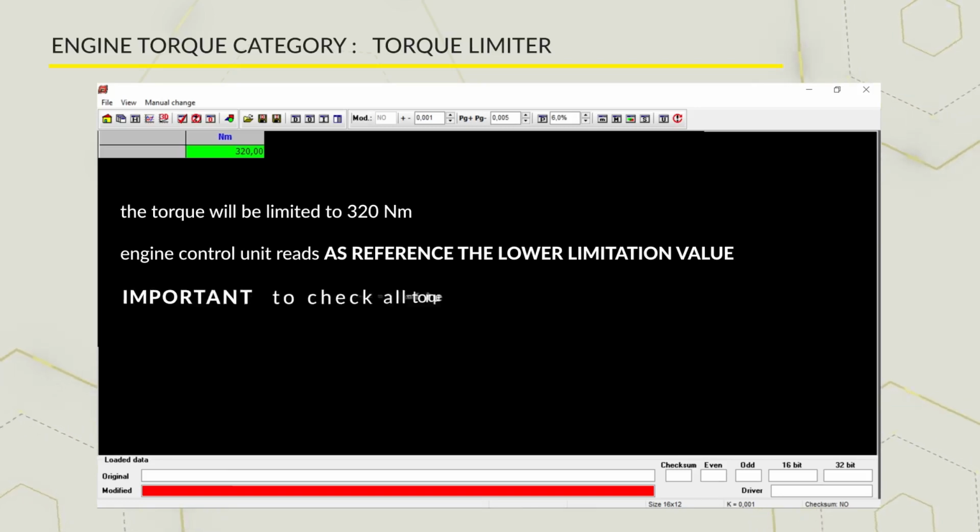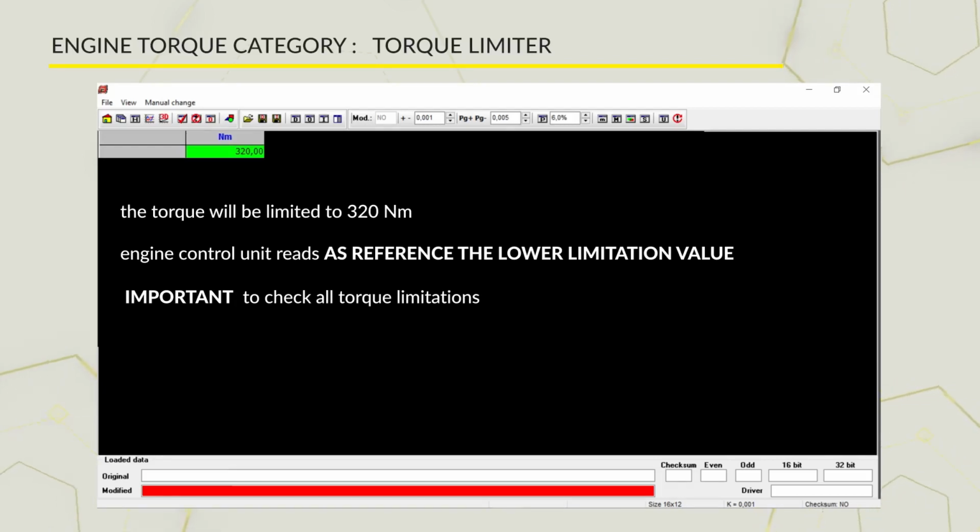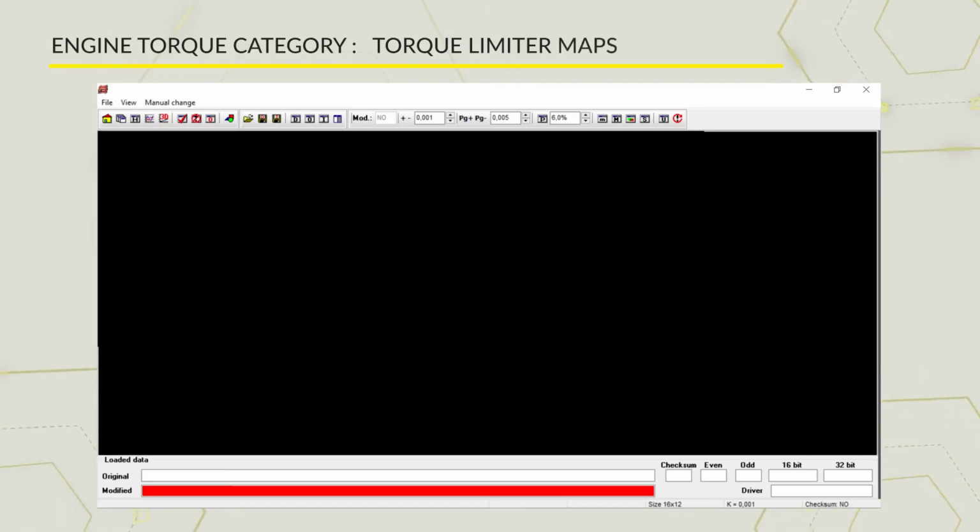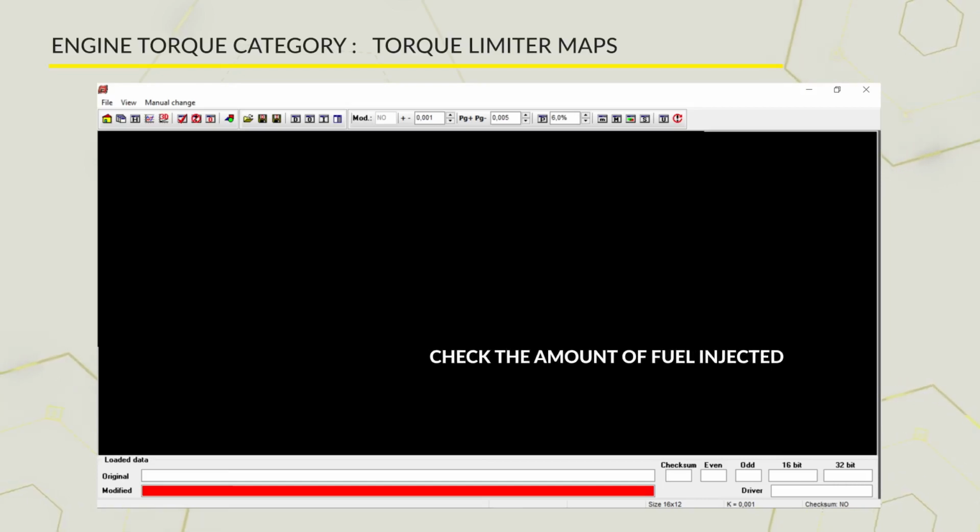It is important to remember to check all torque limitations, such as the maximum torque as a function of a specific gear, or other torque limiters, to see if torque can be limited by additional maps. At this point, after having increased the sensitivity of the accelerator pedal and checked the various limiters, we must check the amount of fuel injected and understand if we can actually generate the required torque.